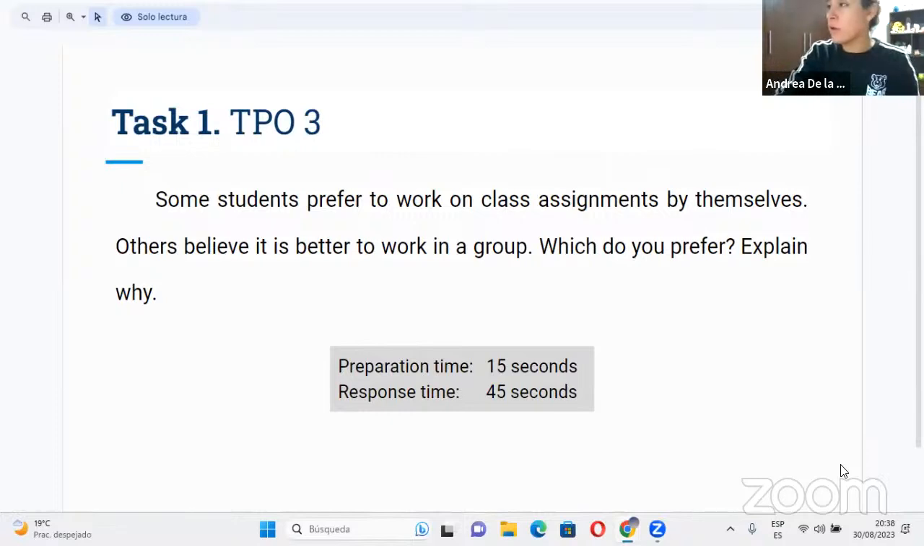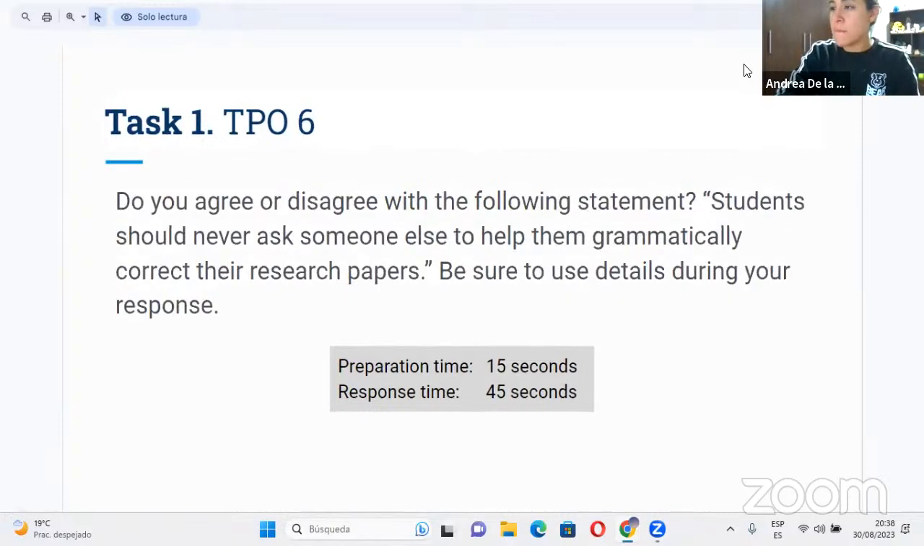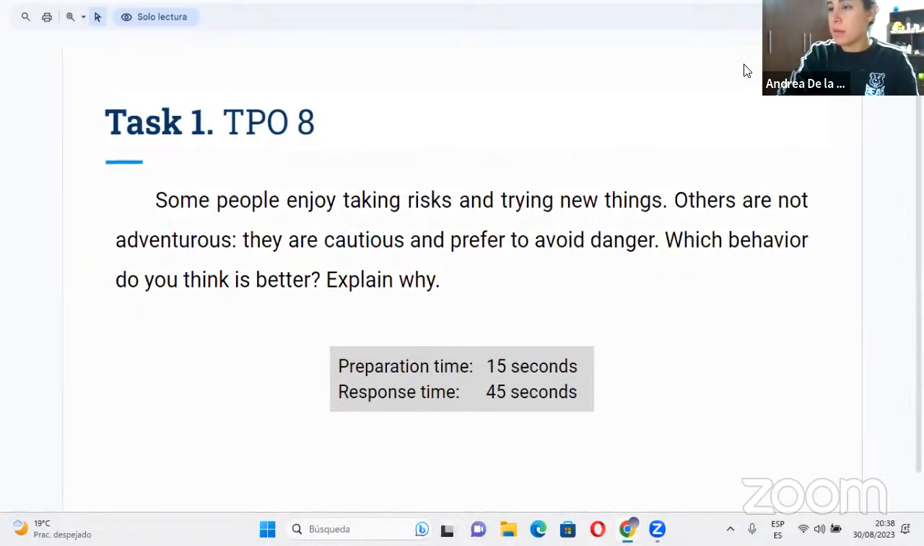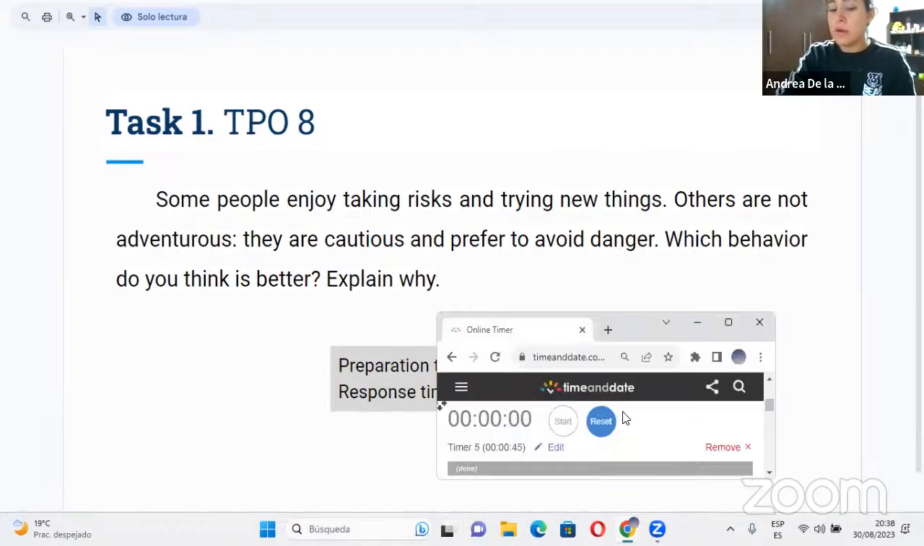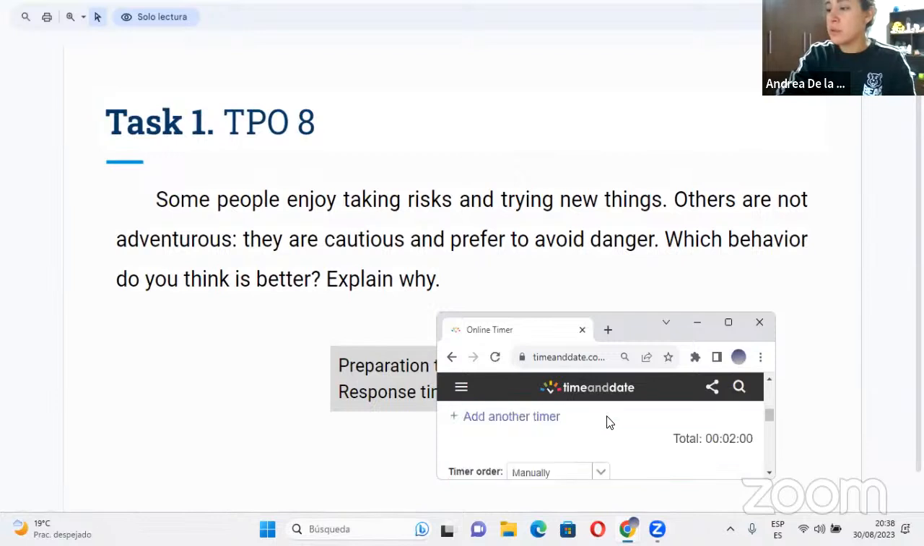So let's go for another one. Okay. Our question here says, some people enjoy taking risks and trying new things. Others are not adventurous. They are cautious and prefer to avoid danger. Which behavior do you think is better? Explain why. Now you guys will have 15 seconds to prepare your responses.